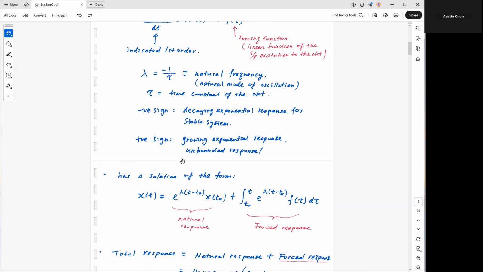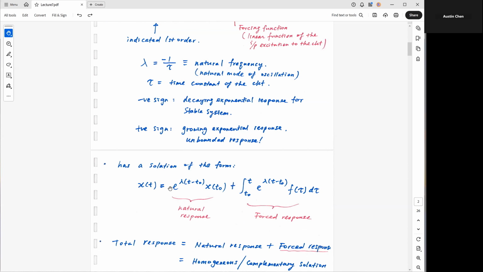The solution to the first order equation consists of the natural response and also a forced response. In the natural response, we have this exponential function as indicated earlier, and this is e to the lambda times (t minus t0) times x(t0), where this x(t0) indicates that I have some initial condition. In the forced response, notice that the solution contains the forcing function f(t), which is your input excitation in the circuit.